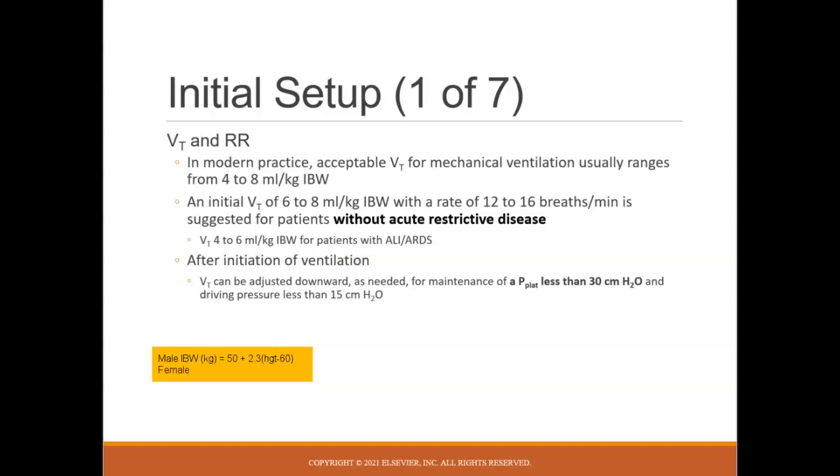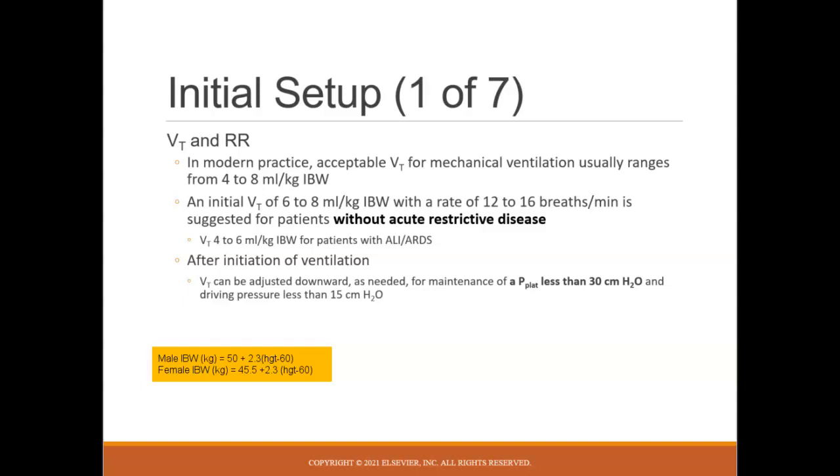Your female ideal body weight in kilograms is going to equal 45.5 plus 2.3 times their height, minus 60. Okay. So that's how you calculate that ideal body weight. Then you just need to decide whether you want to multiply it by 4, 5, 6, 7, or 8.